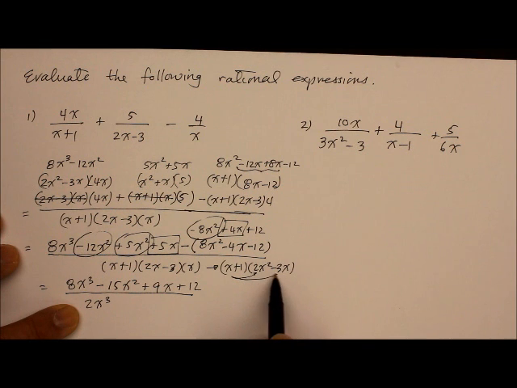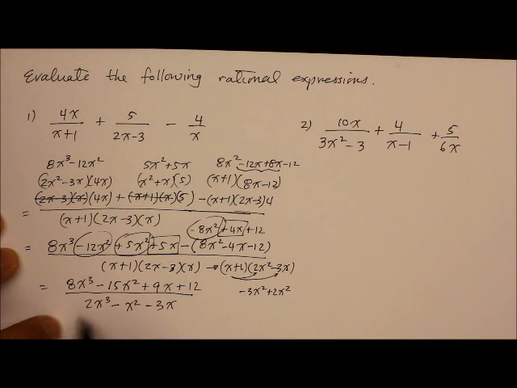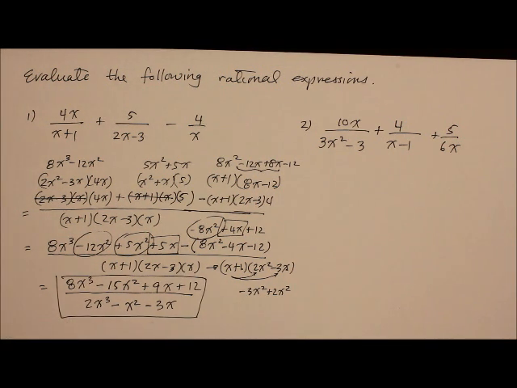And x times negative 3x is negative 3x squared. And 1 times 2x squared is plus 2x squared. They combine to become negative x squared. And finally, 1 times negative 3x is minus 3x. Yucko! But there it is!